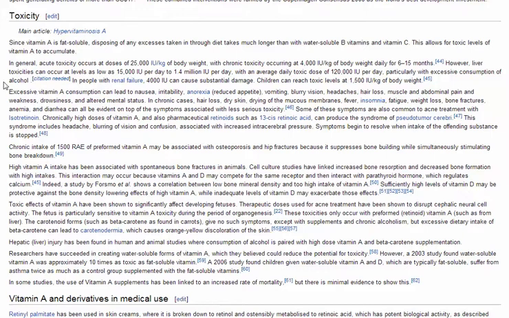So in general, acute toxicity occurs at doses of 25,000 international units per kilogram of body weight. So you've got to take quite a bit. So convert your pounds over to kilograms, multiply by 25,000, and that will tell you how many international units of vitamin A that your body should not have. So that's what we call acute toxicity. And then chronic toxicity occurs at 4,000 international units per kilogram for 6 to 15 months in total.